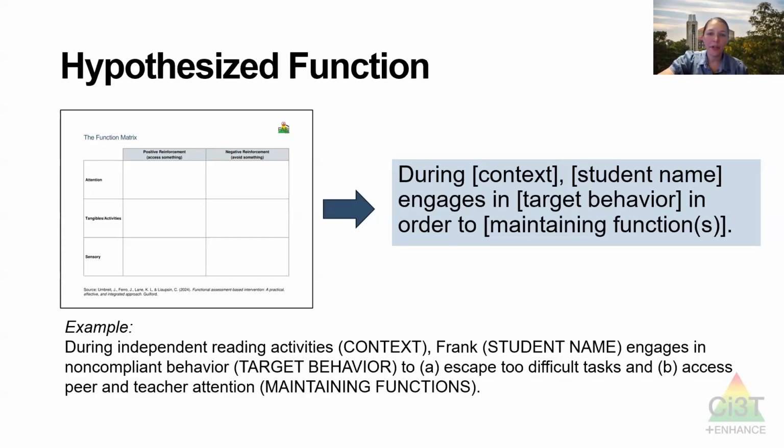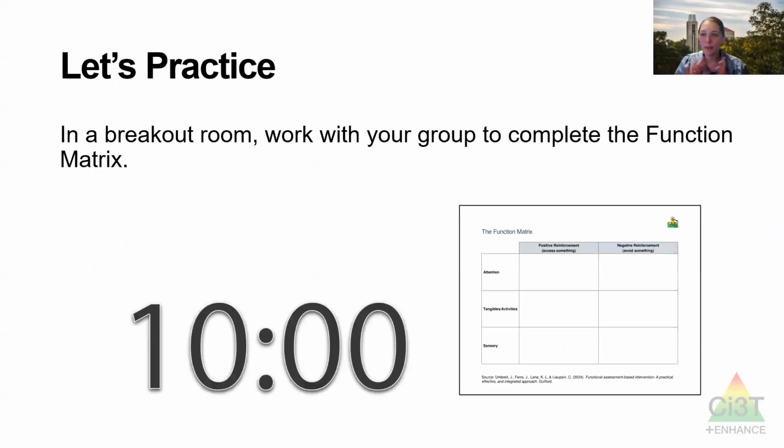All right, so what we're going to do now is in a moment, we'll open up breakout rooms. And in your room, you're going to practice filling out a function matrix. So we've got some data for you, some examples of what someone might say in an interview and examples of what might happen during direct observation and ABC data. And you're going to put those on a function matrix so you get a chance to practice here. So I'm going to stop sharing my screen.